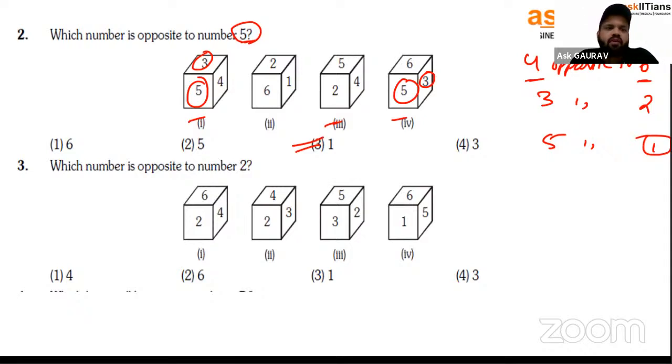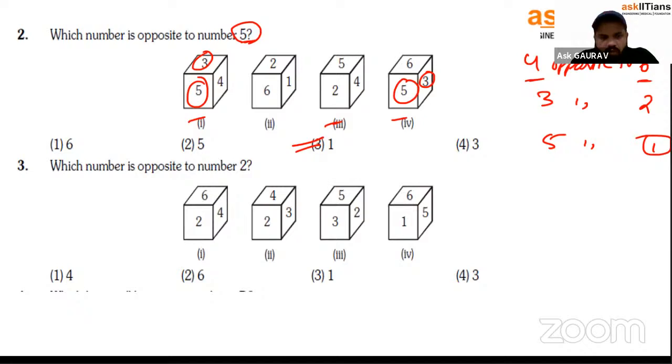If we observe the first die and the fourth die, I can say that 4 is opposite to 6. Then the first die and the third die, I can say that 3 is opposite to 2. So what are the rest? 5 will be opposite to 1. Is that clear to all? Tell me.